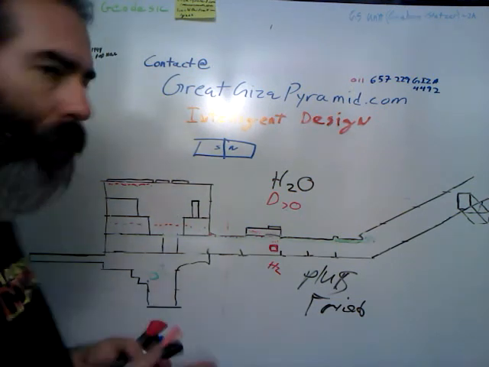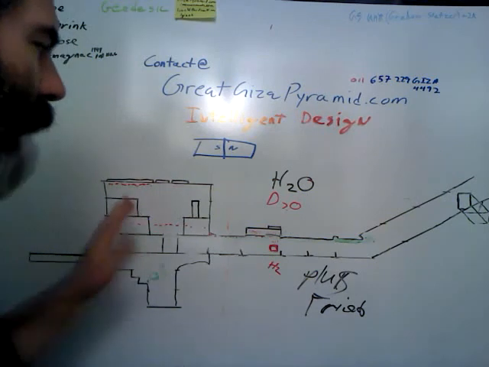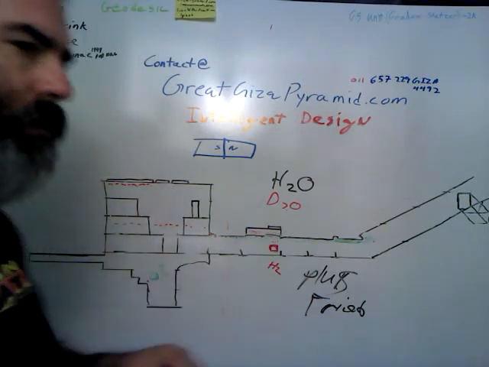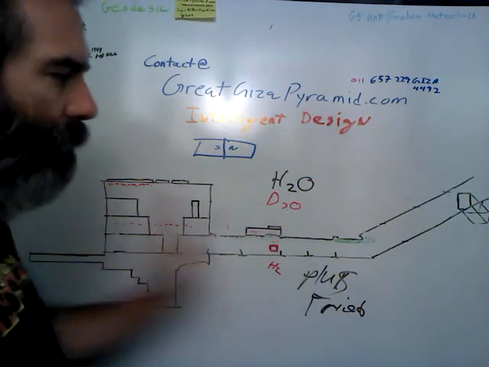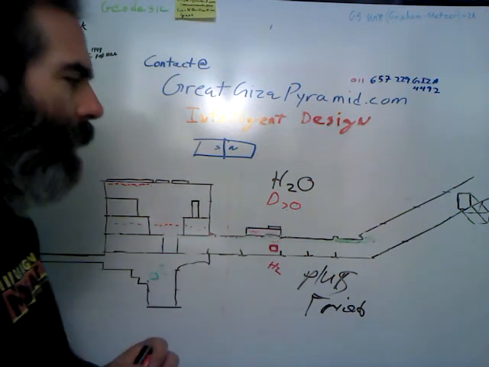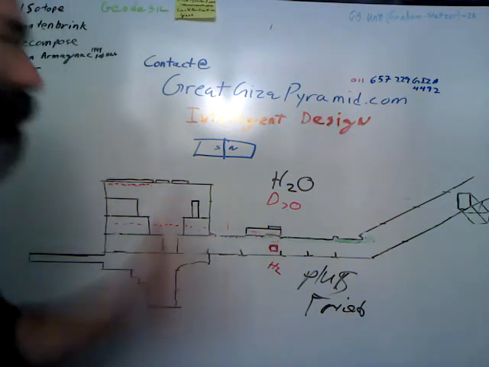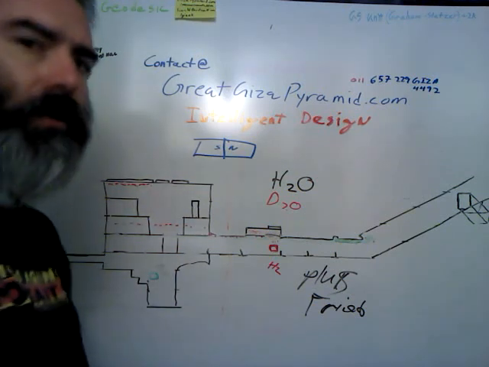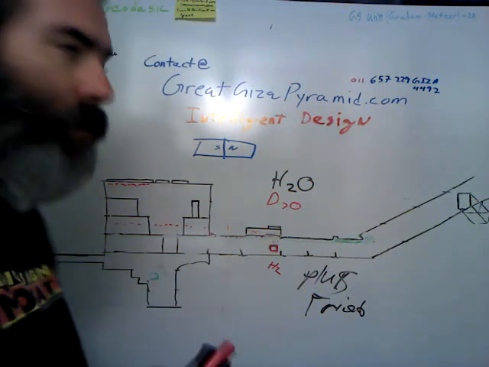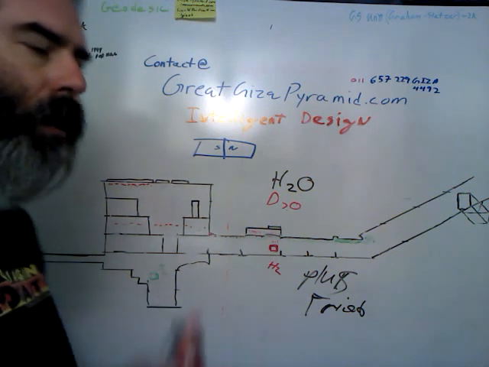I'm not trying to make stuff up. I'm trying to pay attention to the natural laws of physics, physical laws of physics, physical science, whatever you want to refer to it as. I'm trying to reverse engineer the structure that was given to us several thousand years ago and represents something other than a tomb. Thank you.